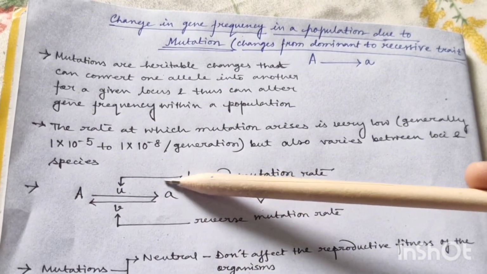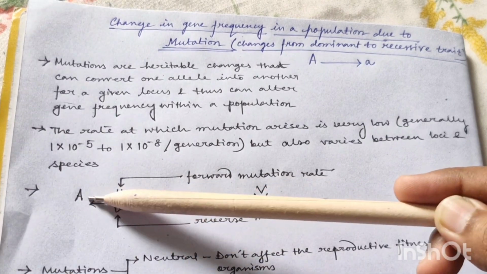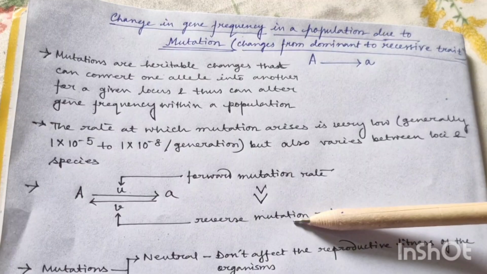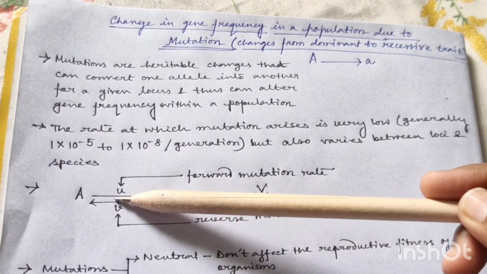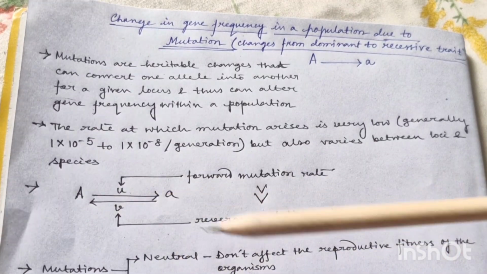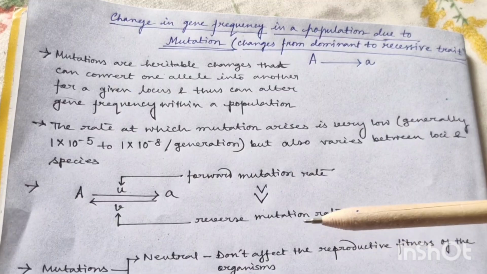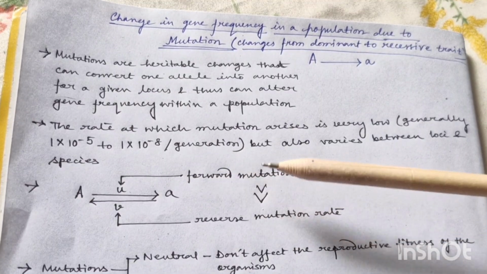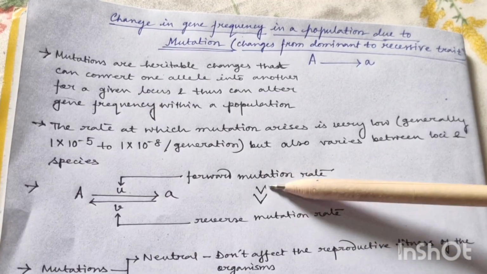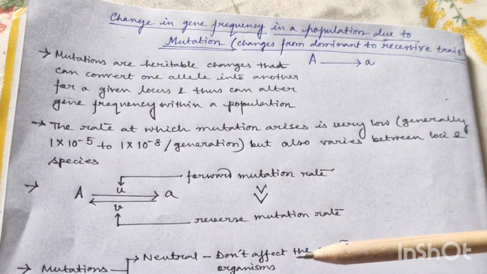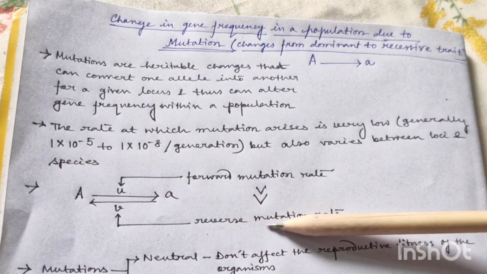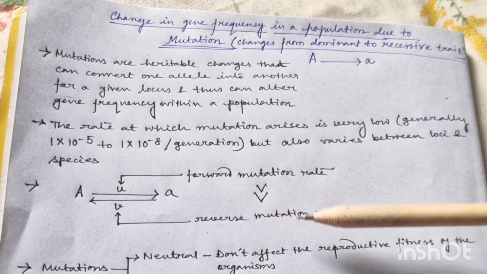On the other hand, if the recessive allele is changed into the dominant allele, then that type of mutation is known as reverse mutation, and the rate at which that mutation occurs, small v, is known as the reverse mutation rate. We must always remember that the forward mutation rate is always much greater than the reverse mutation rate. That is why, during our mathematical procedure, we can neglect the reverse mutation rate because it is very small.